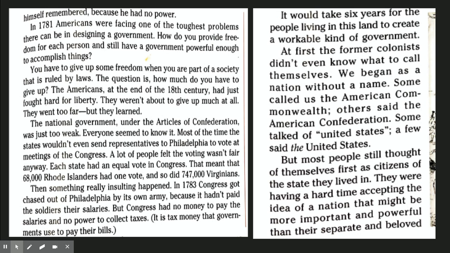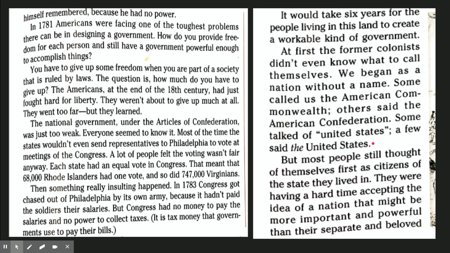At first, the former colonists didn't even know what to call themselves. We began as a nation without a name. Some called us the American Commonwealth. Others said the American Confederation. Some talked of, quote, united states, no capital letters there, and a few said the United States.